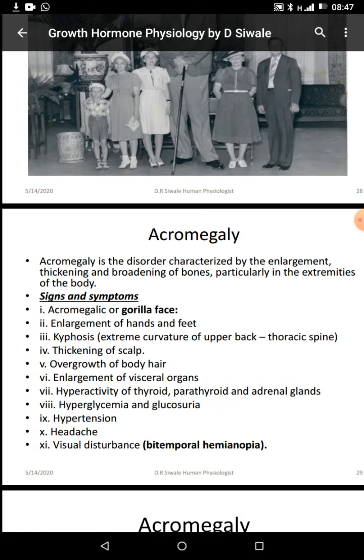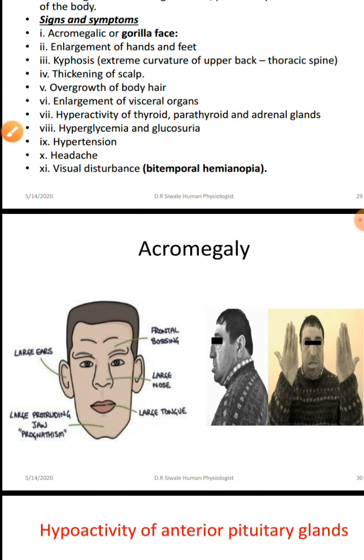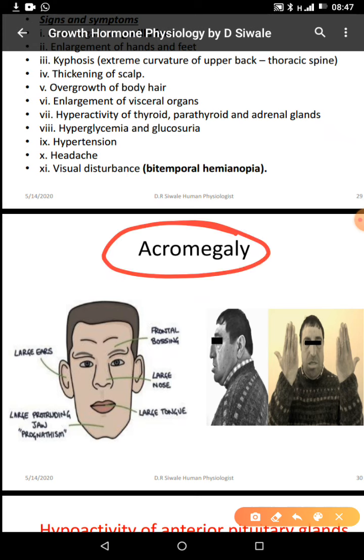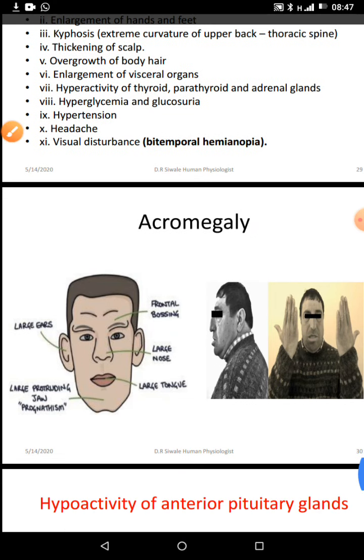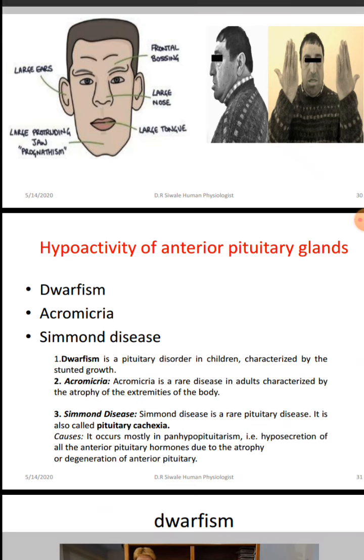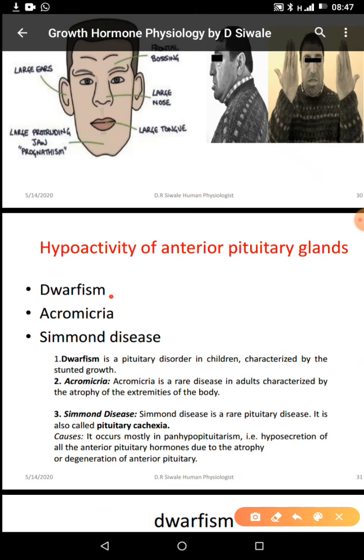So we can even show this in form of a picture here. In acromegaly, there's gorilla-like faces. And apart from that, there's hyperactivity of the anterior pituitary gland. It will result in dwarfism, acromegaly. Acromegaly is a rare disease characterized by atrophy of the extremities of the body, and dwarfism is a pituitary disorder in children characterized by stunted growth.